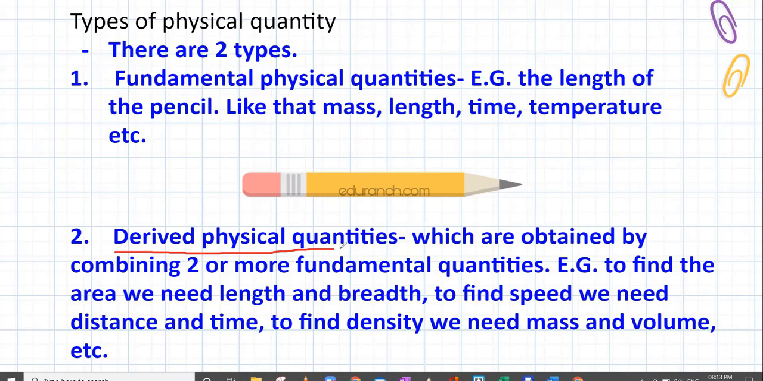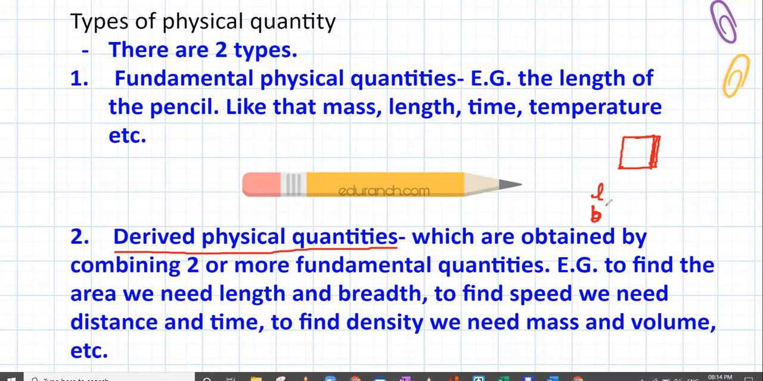Now, what are derived physical quantities? Derived physical quantity means when we combine two or more fundamental quantities to obtain a value. Now, what does that mean? Let's say we want to find the area of a square, right? Now, to find the area of the square, you need length and breadth. Without both length and breadth, you cannot find the area of the square.